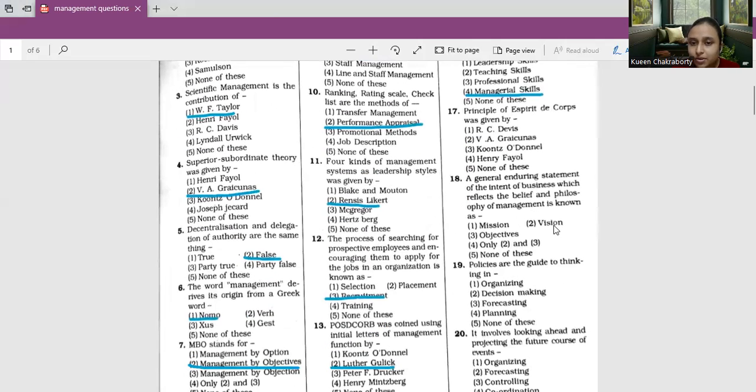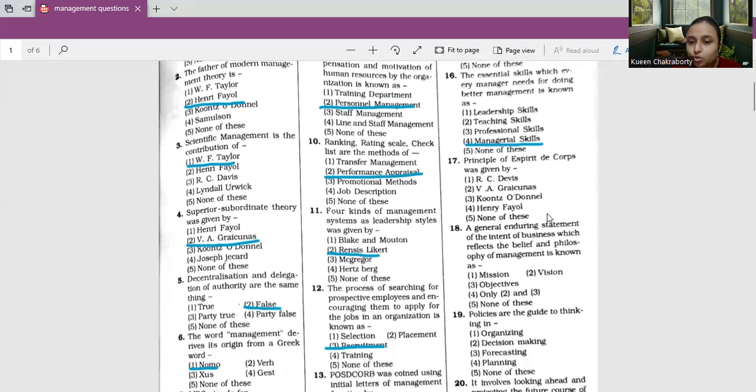Next, moving on to question number 17. The principle of esprit de corps was coined by: R.C. Davis, V.A. Grygonas, Koontz O'Donnell, Henry Fayol, or none of these. Esprit de corps, from the word only you can understand, is a French phrase which translates into group spirit. So this was coined by Henry Fayol.